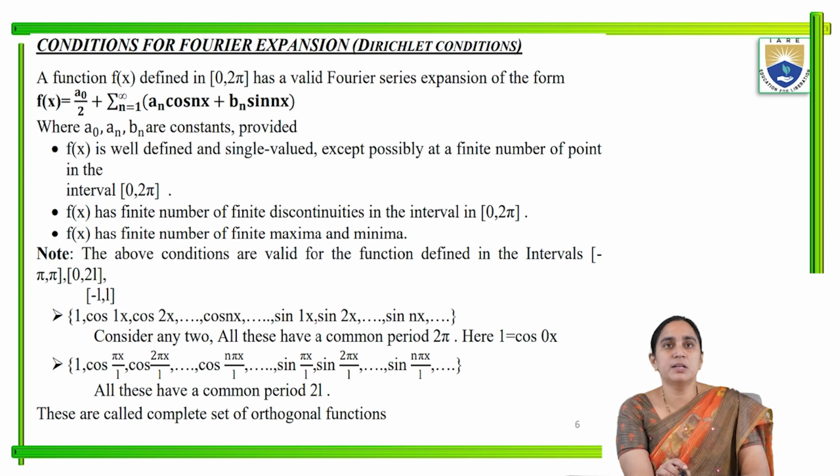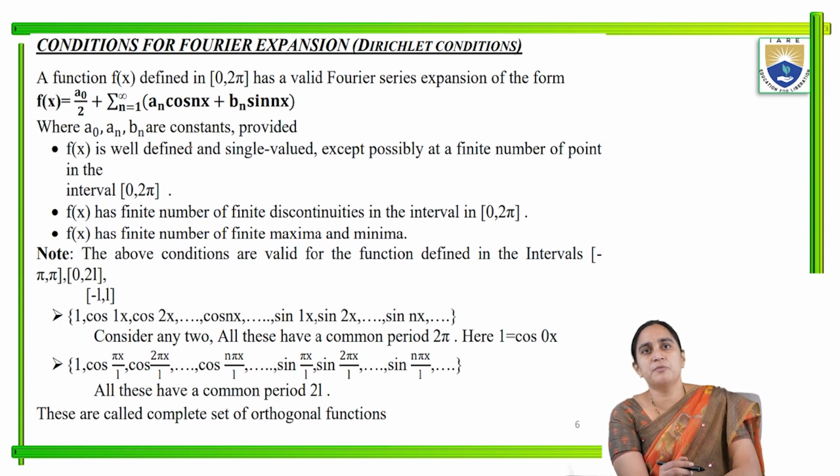Conditions for the Fourier series expansion. A function f of x defined in 0 to 2 pi has a valid Fourier series expansion of the form f of x is equal to a naught by 2 plus sigma n is equal to 1 to infinity an cos nx plus bn sin nx. Here a naught, an and bn are constants. What about the nature of f of x?